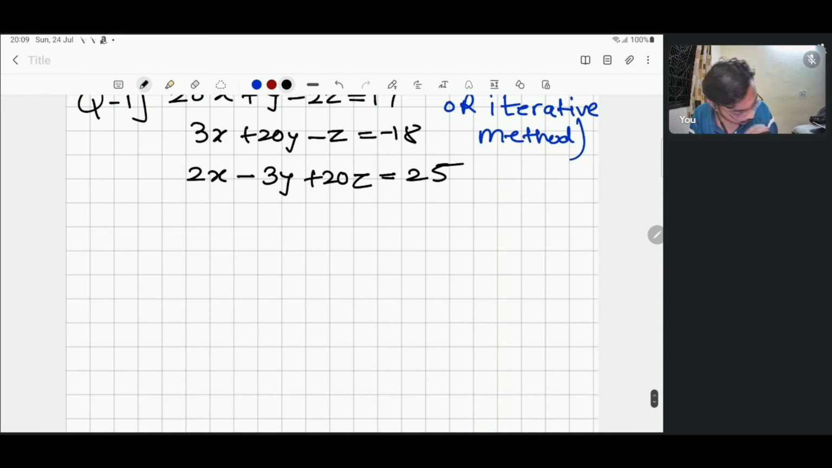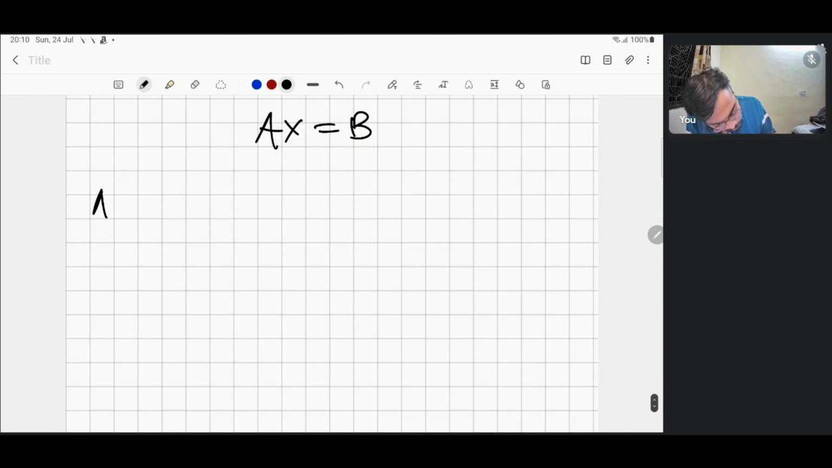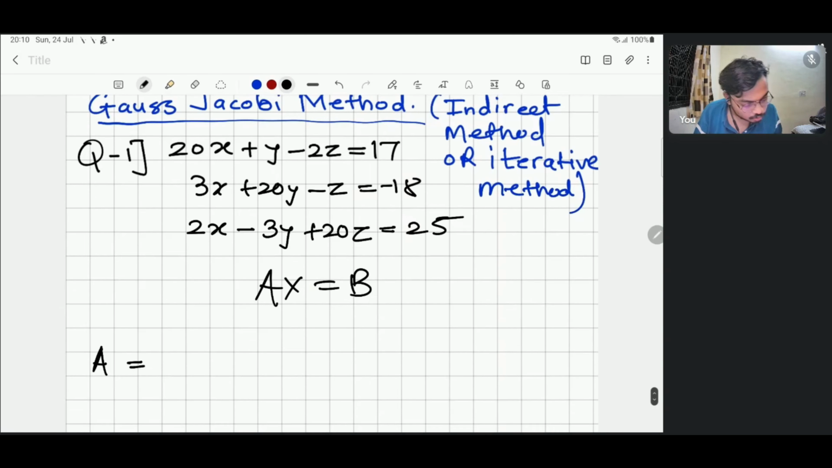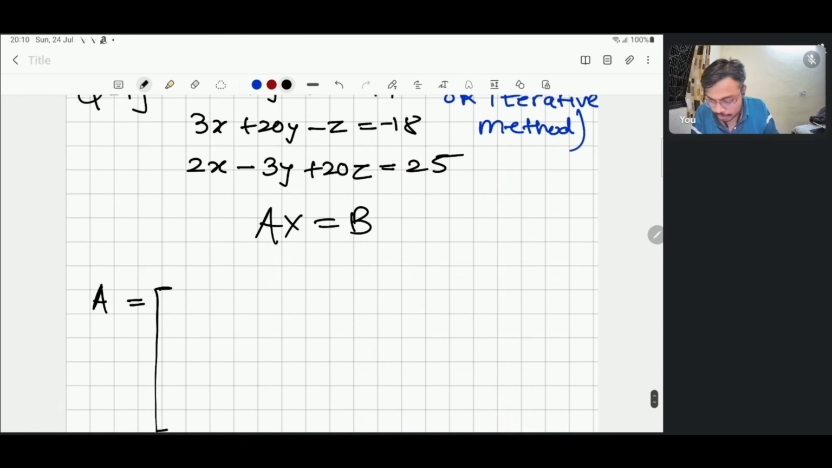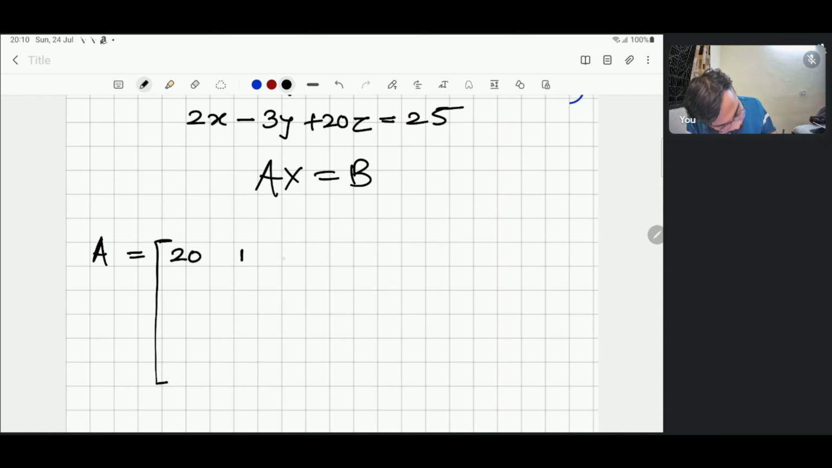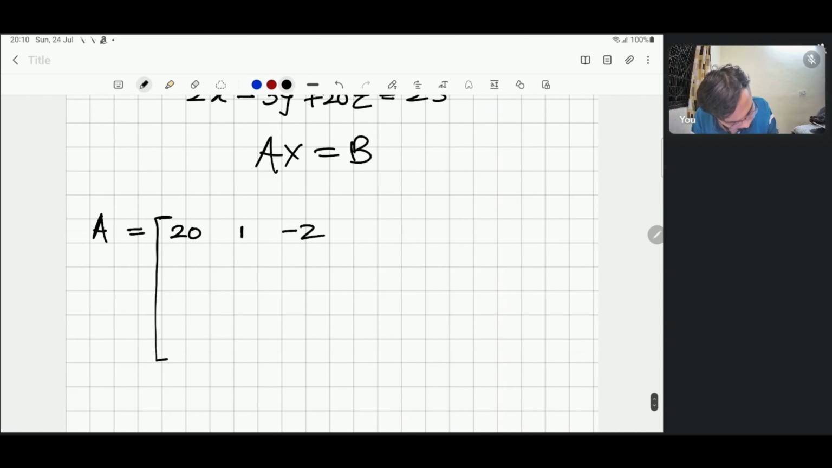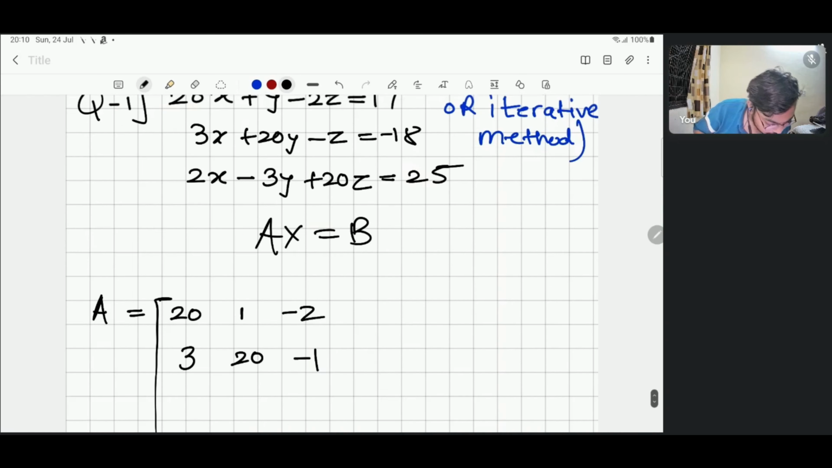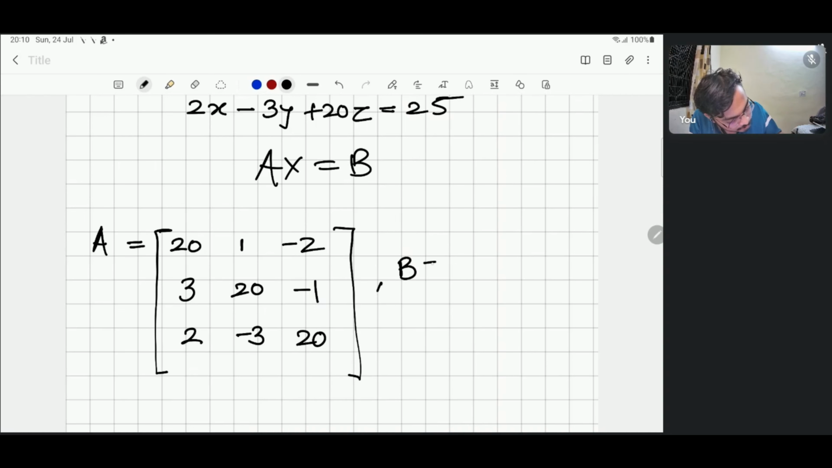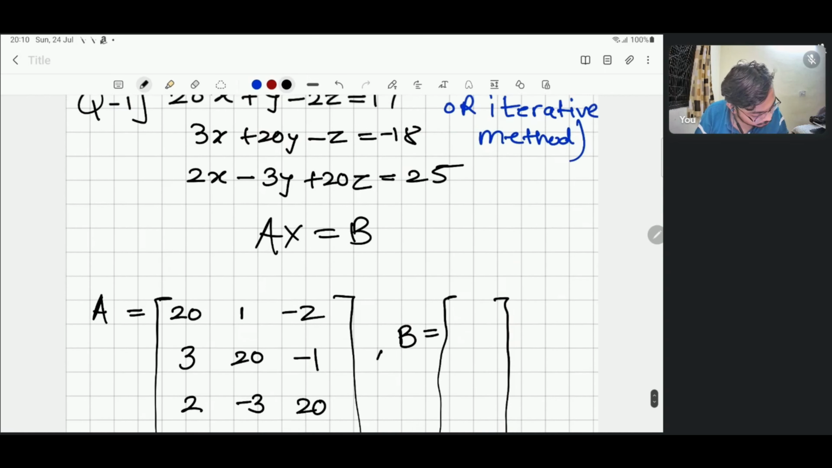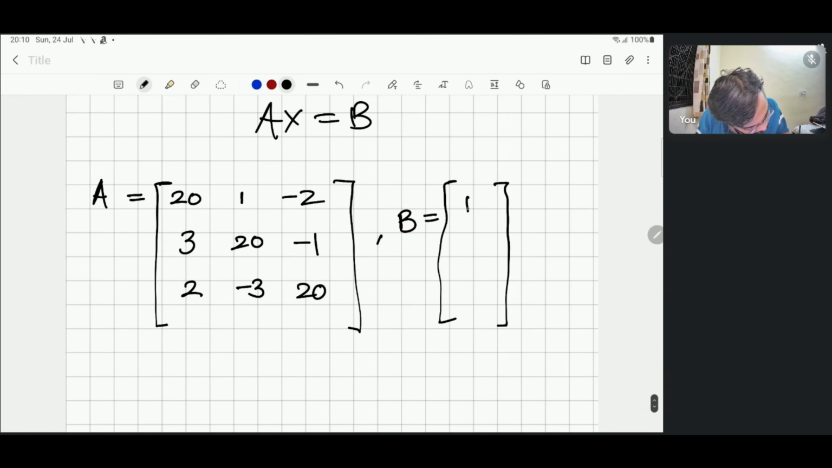As we know, the general form is Ax is equal to b. A is the coefficient matrix. So what are the coefficients? Coefficients are 20, 1, minus 2. Then 3, 20, minus 1. Then 2, minus 3, 20. And what is our B matrix? B is the constant matrix, which is 17, minus 18, 25.